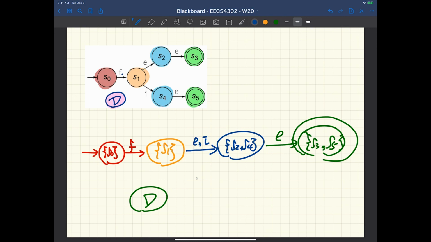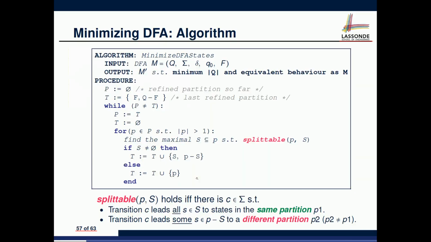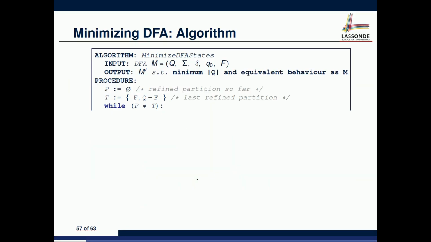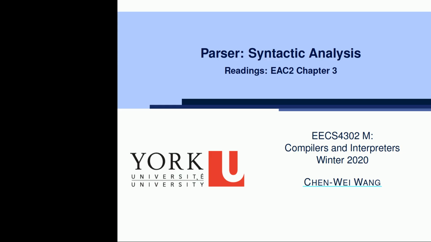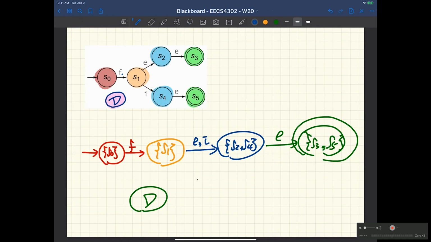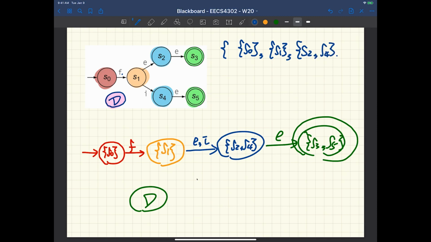Let me explain the final thing when you read the algorithm. Remember, in the algorithm, the loop condition is that P must not be equal to T, which means we have some further refinement to do. So if you go back here, according to this, we have the following: S0, S1, and also S2, S4, and S3, S5. And the empty set, everything should be there.